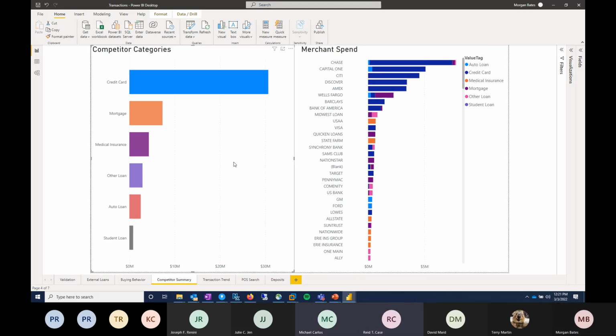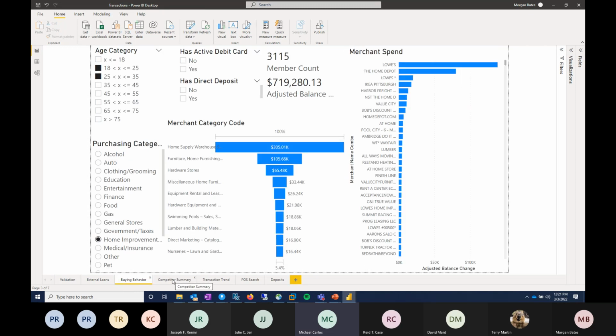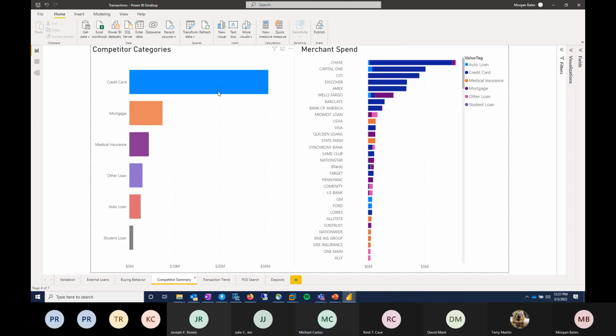Perfect. On a daily basis too, right? Because this data gets updated on a daily basis. But Morgan, just one quick question. When you say merchant spend, is it where a member will be paying, for example, a credit card bill, and that's how you categorize it? Where would you capture that credit card spend information from?